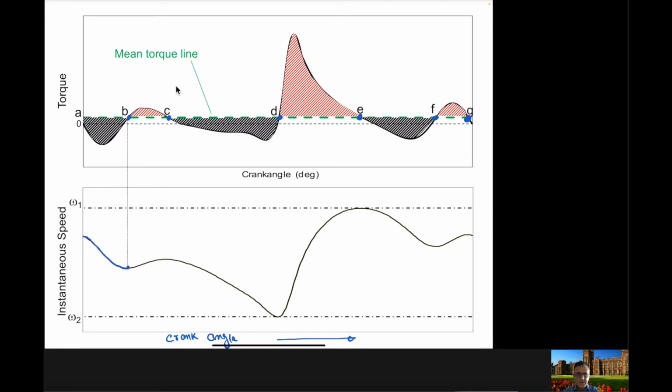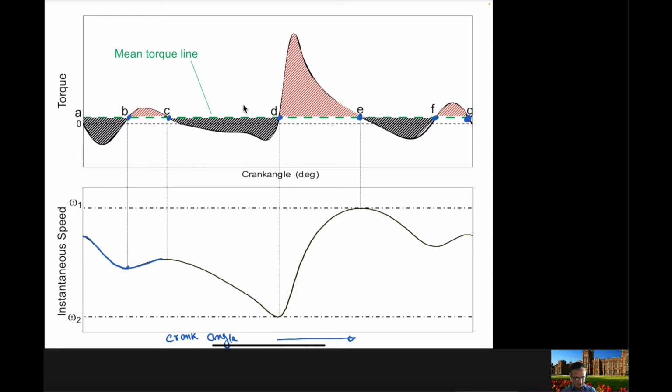Now from B to C, the actual torque is higher than the required torque. So you will see some sort of acceleration of the crankshaft. So this means that you are getting some acceleration, so the velocity of the crankshaft is increasing here. And now from C to D, there is a negative area, so there is a deceleration here. And from D to E, there is again a positive area, so you will get acceleration here.